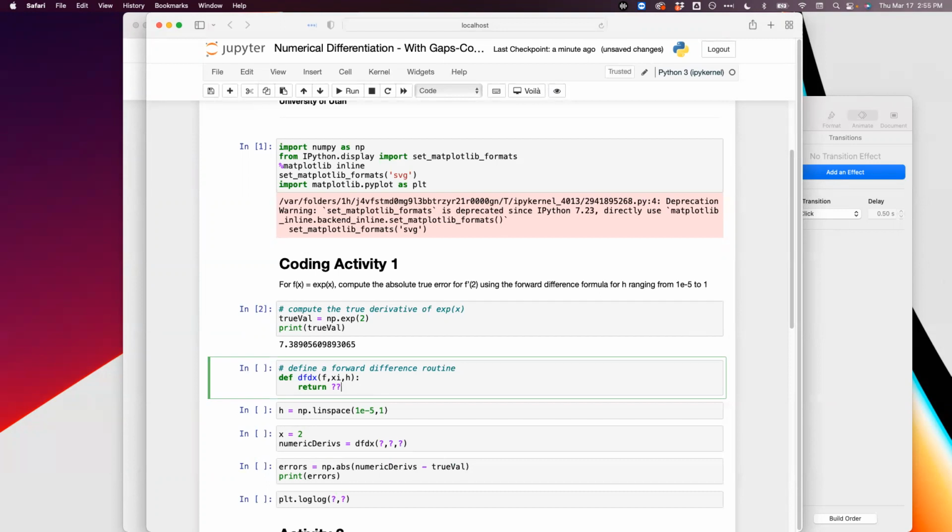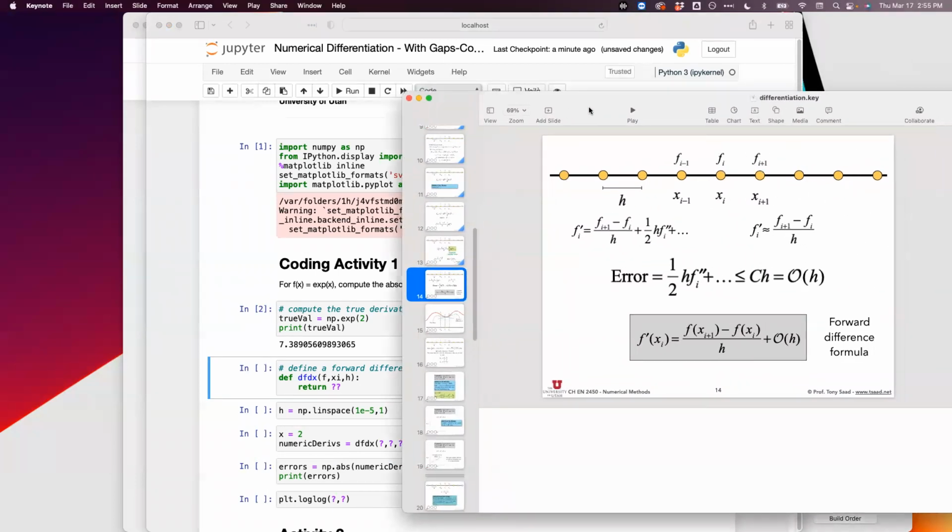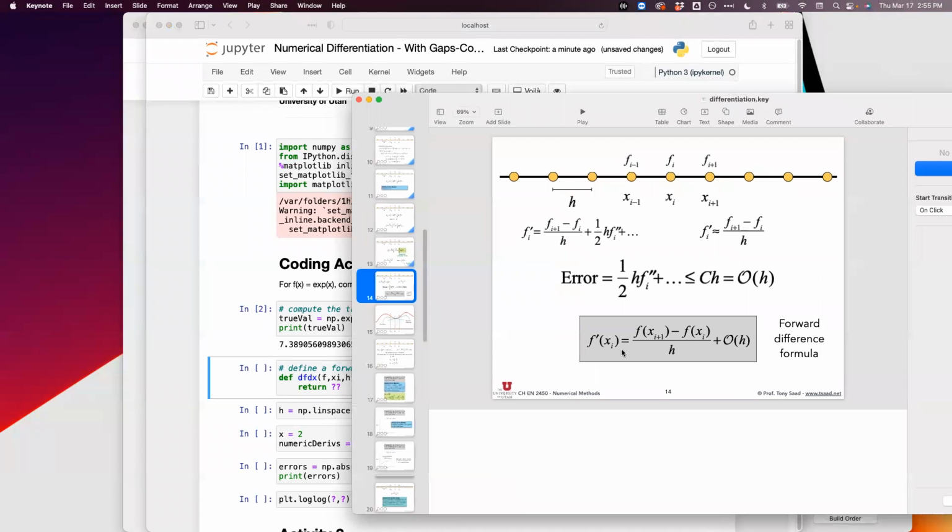The formula, I need to show you the formula, that'd be helpful. Okay, that's the formula. So you're gonna truncate it because clearly you don't know any of that. So you're just gonna use this. Got it? Okay.